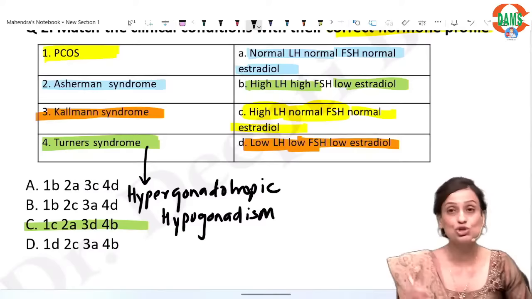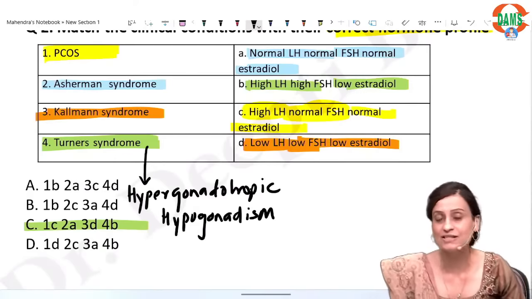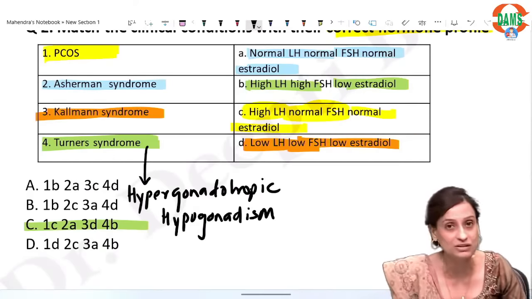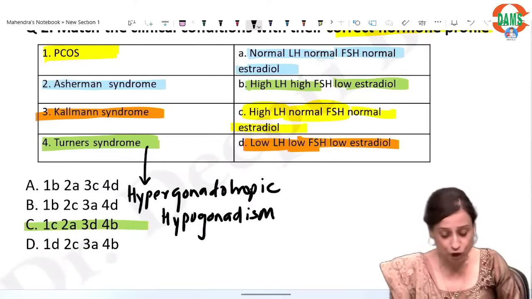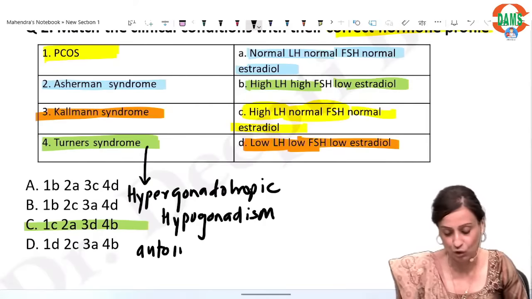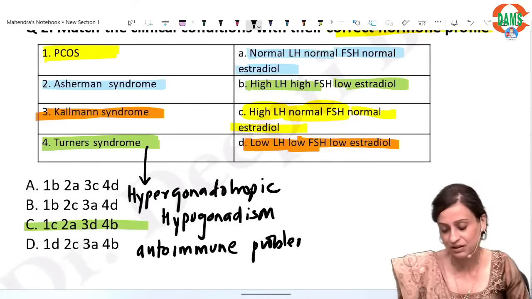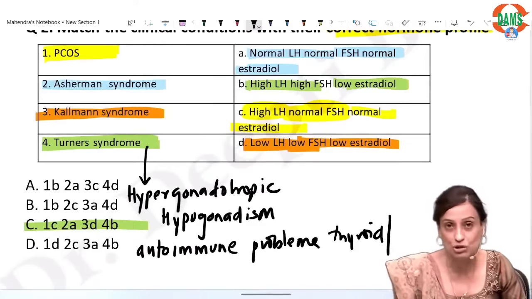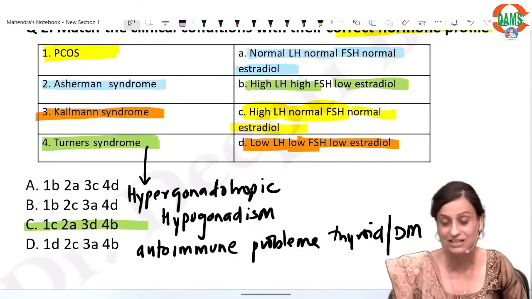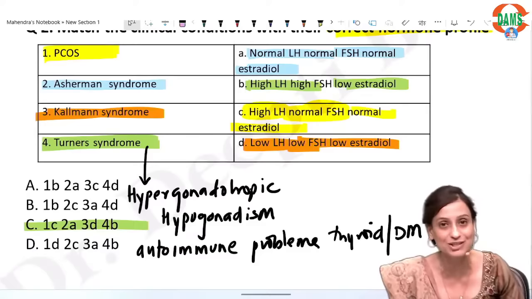Okay? You should all remember the clinical features that you can see in a woman with Turner syndrome. But apart from that, know that they can have a lot of autoimmune problems, right? Typically, you should know they have problems with the thyroid function. So Hashimoto's thyroiditis, diabetes mellitus. So we have to monitor these things for these women.